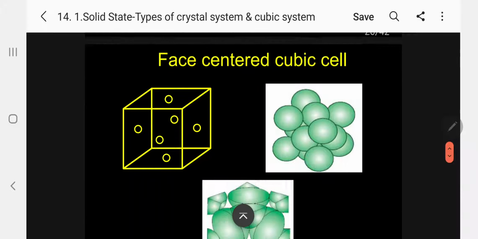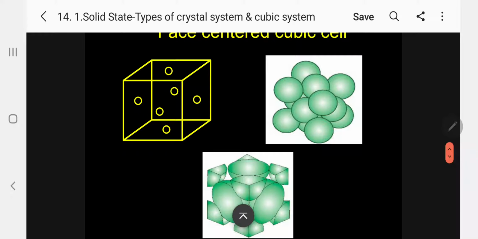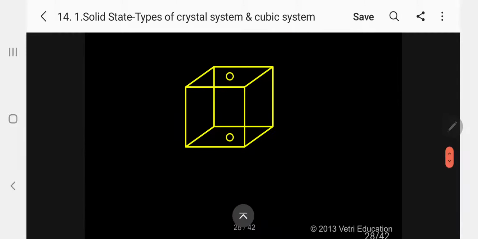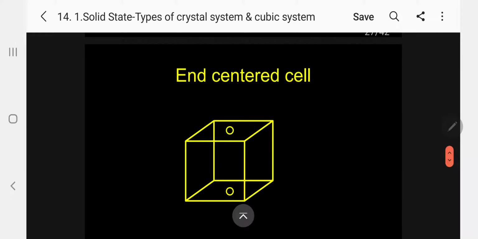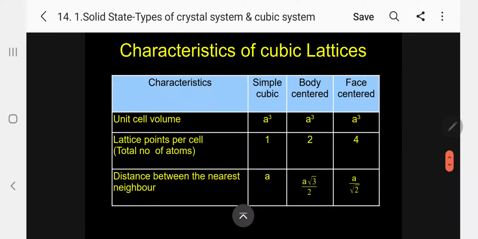Please follow. Now it is complicated to imagine the structure, so you concentrate only on this one. Enough. So 6 faces and 8 corners are occupied. Now this is called end-centered. Please follow. There are only 2 end-centered faces. End-centered is actually not in our syllabus, so let me leave it at this. So this is the very, very important characteristic of cubic lattices.